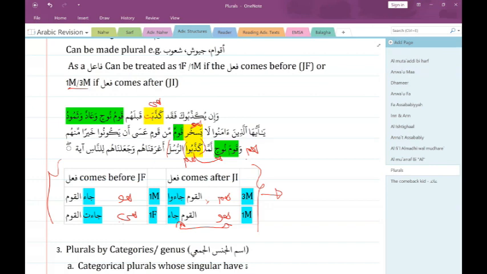So basically it depends on the fi'l. If the fi'l comes before, then you can have either a huwa version or a hiya version. If the fi'l comes after, then you have a hum version or a huwa version. But most of the time in the Quran, this is what happens if the fi'l comes after.